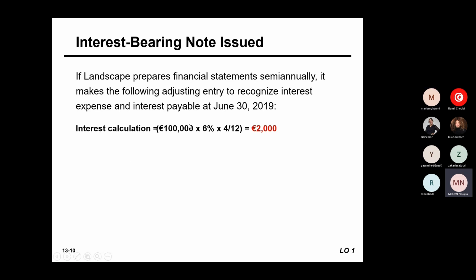So how do we measure that? Of course, the face value times the annual interest rate times the time pro rata. So we have 4 months of accrued interest over 12 months. So we have 2,000 euro to be recorded as interest expense and interest payable. So I will debit interest expense and credit interest payable for that amount.